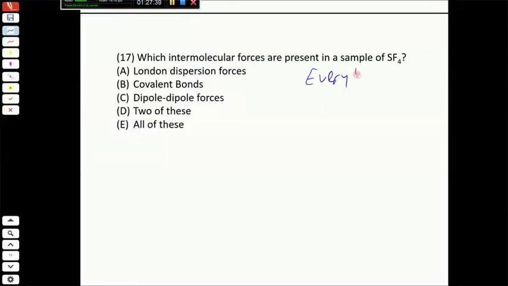All right. So everything is going to experience London dispersion forces. It doesn't matter what it is.